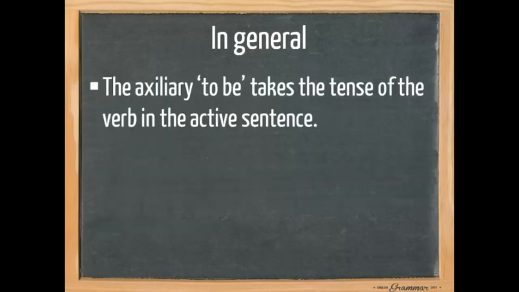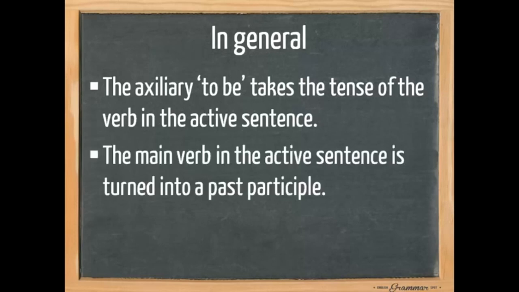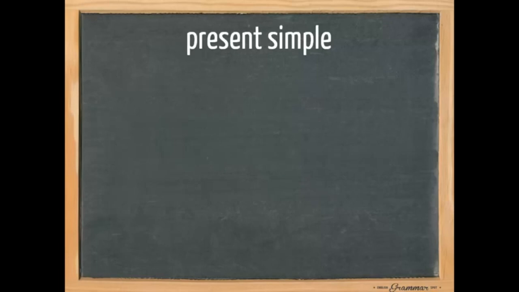Now the auxiliary verb takes the tense of the verb in the active sentence. So when we change an active sentence into a passive, we need to put the verb to be in the tense of the active sentence. The main verb in the active sentence is turned into a past participle. Now I hope that your head is not spinning because it's really quite easy. I'll show you. So we're going to turn an active present simple into a passive present simple.